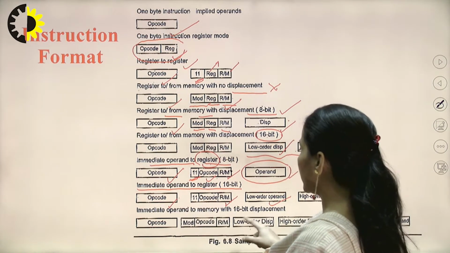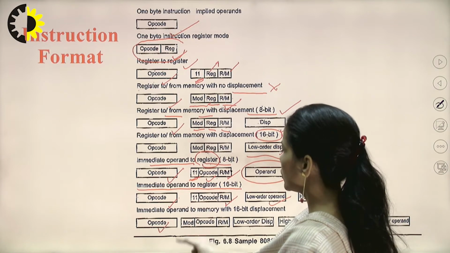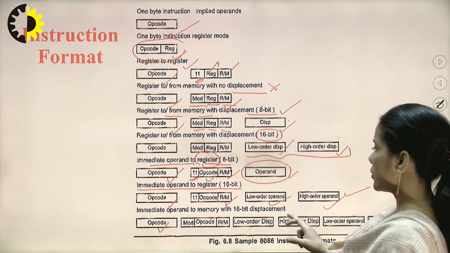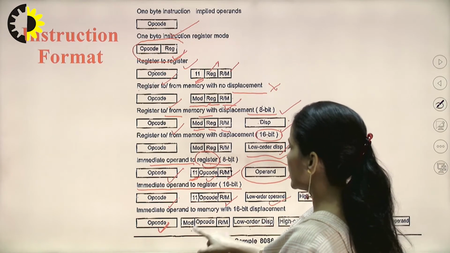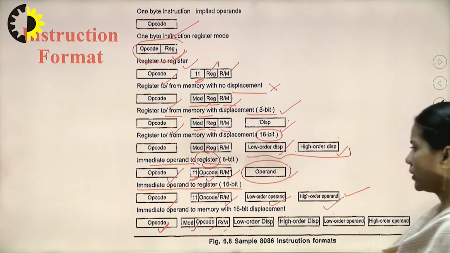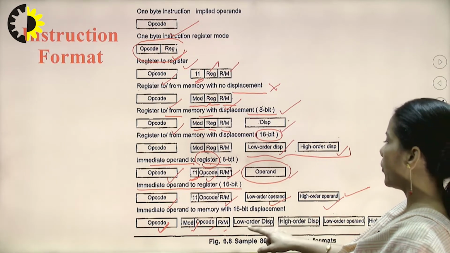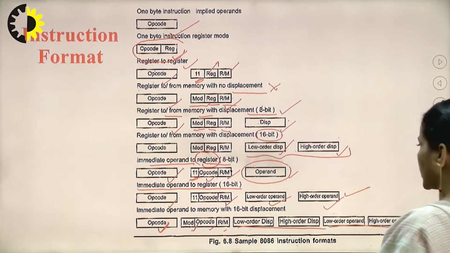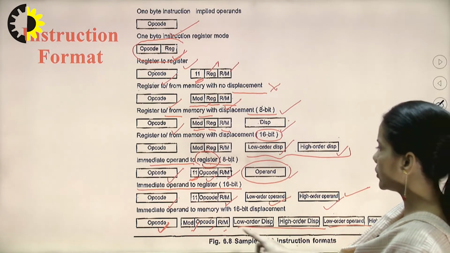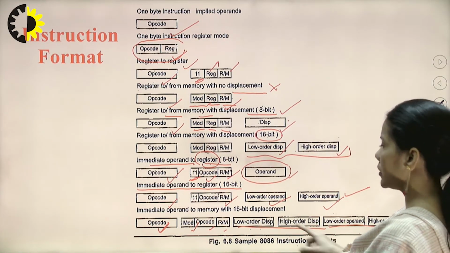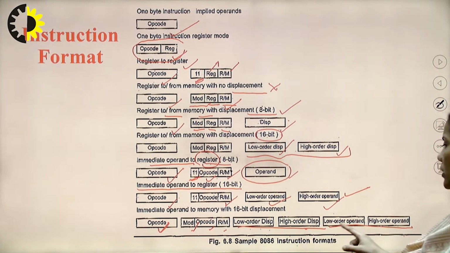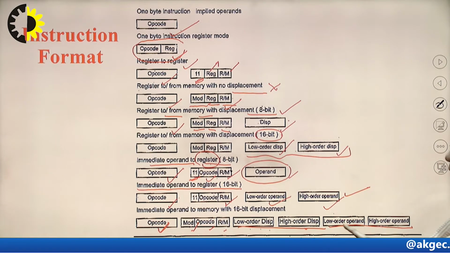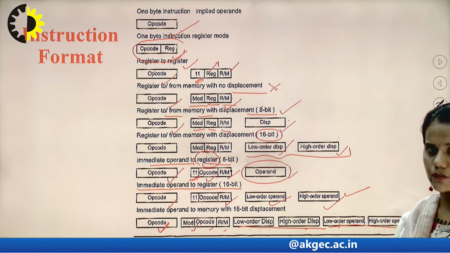Immediate operand to memory with 16 bit displacement. So again, the first byte is representing the opcode, second mode, opcode, register / memory. Now this is for the operand and this is for the displacement. So this part is for the lower order displacement, higher order displacement, and this part is for the operand, that is the lower order operand and higher order operand. So in this way all instruction formats are defined here.